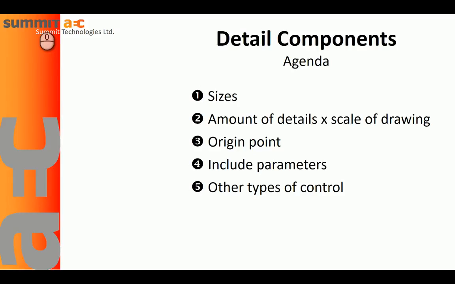Some of the aspects you should consider is what are the sizes for these families? How is this family going to be represented? Does it need to set up the visibilities to show in different scale and detail levels? How many details do I need to include? Where should the origin point be? Does it include parameters and what type of parameters? Do I need to include shape handles or other type of controls such as flip controls, for example? So let's take a look at some families that I have here.